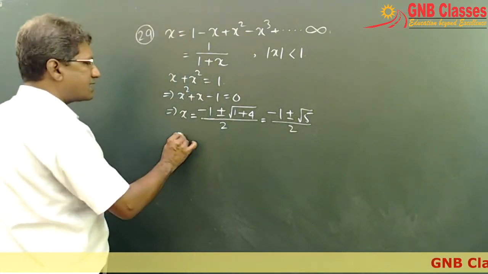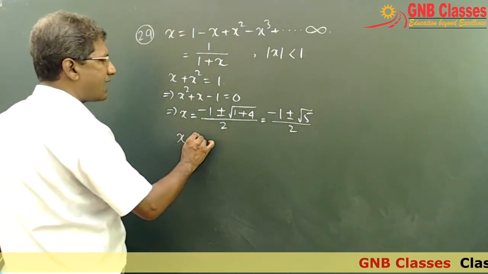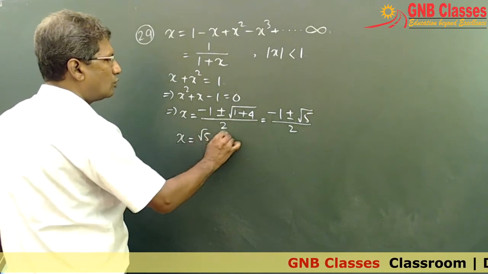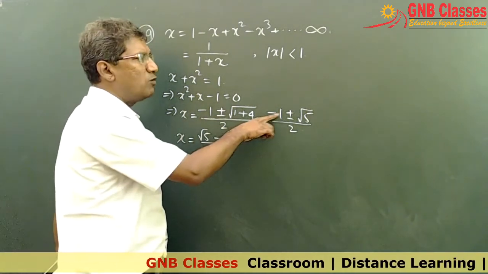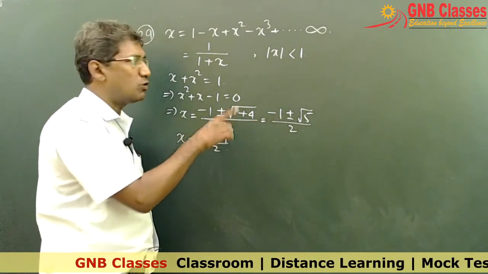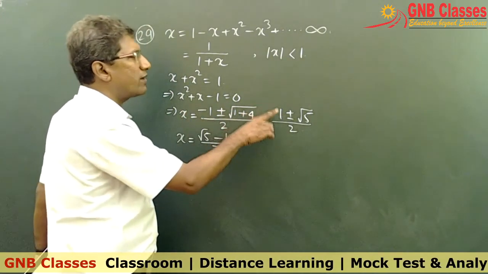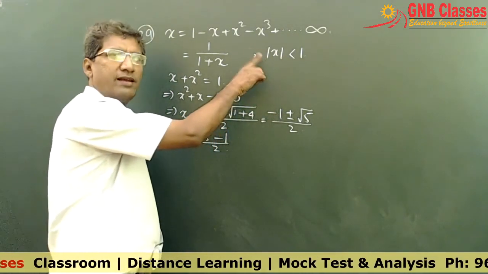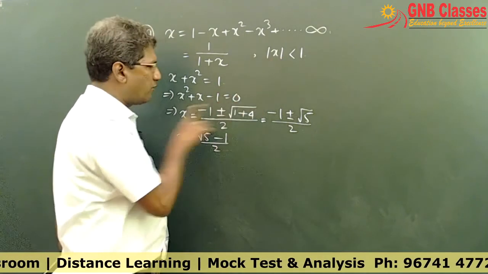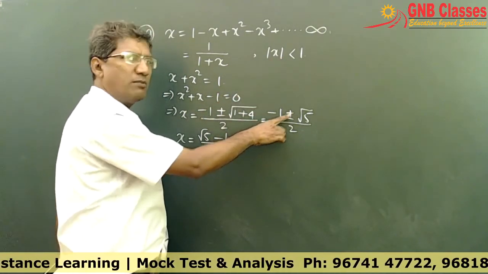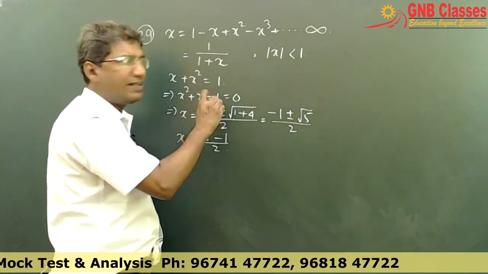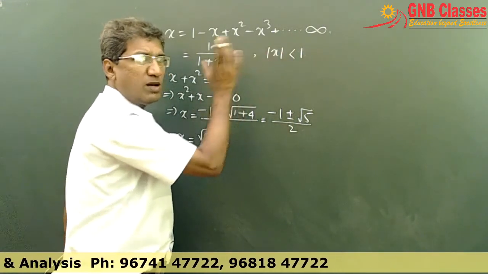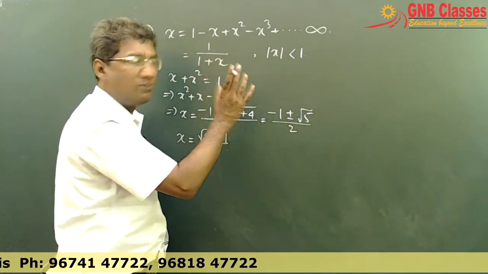Now in this case, we will take the value of x as root 5 minus 1 divided by 2, rejecting the value minus 1 minus root 5 by 2, because in that case x will not lie between minus 1 and 1. If we take x equals minus 1 minus root 5 by 2, then it will be less than minus 1, that is, it is not falling between minus 1 and 1.